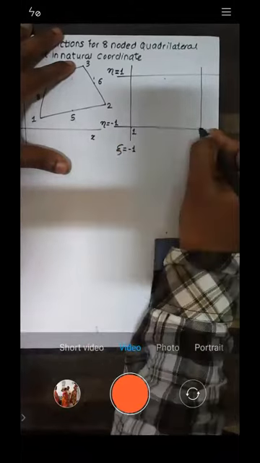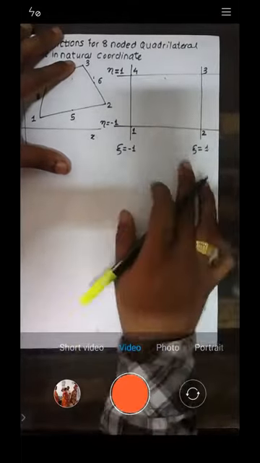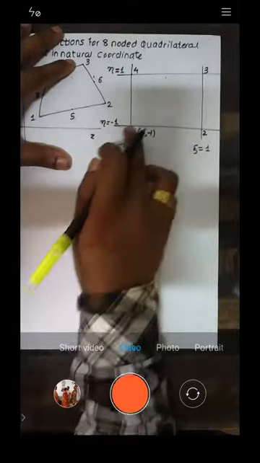Now see, this is node number 1, this is node number 2, this is node number 3, and this is node number 4, right? See, this is a 4-noded quadrilateral. So what is the coordinate of node 1? Can you tell me? -1, -1. Is it okay?